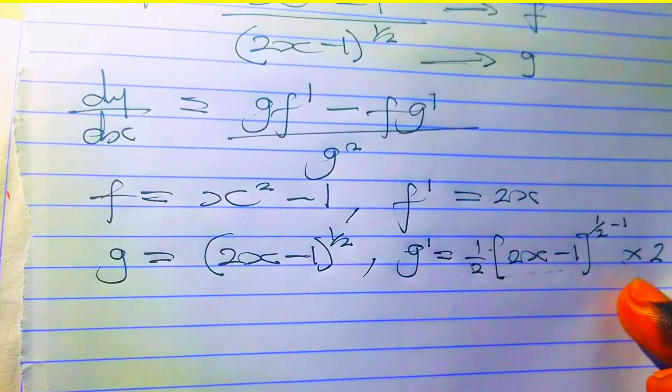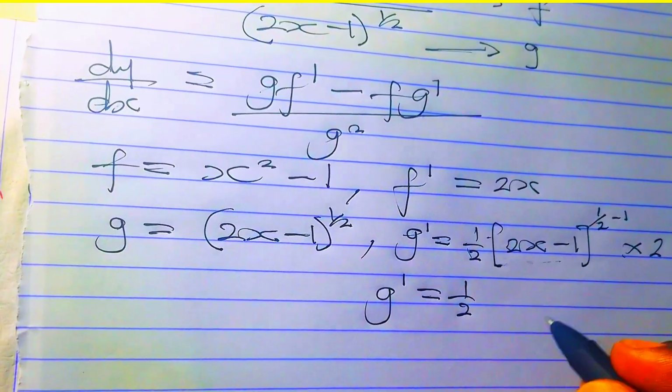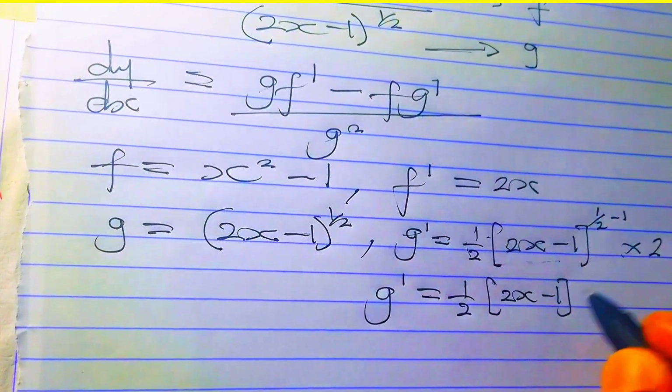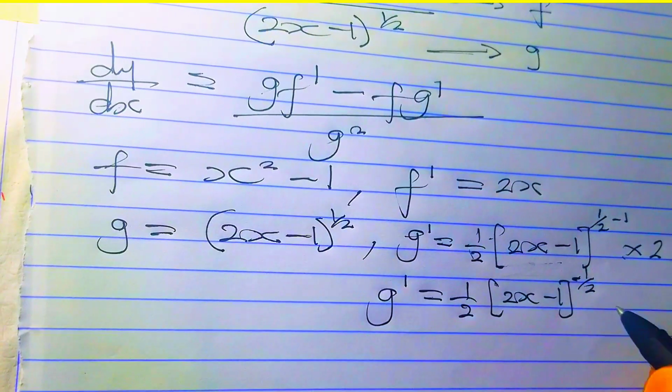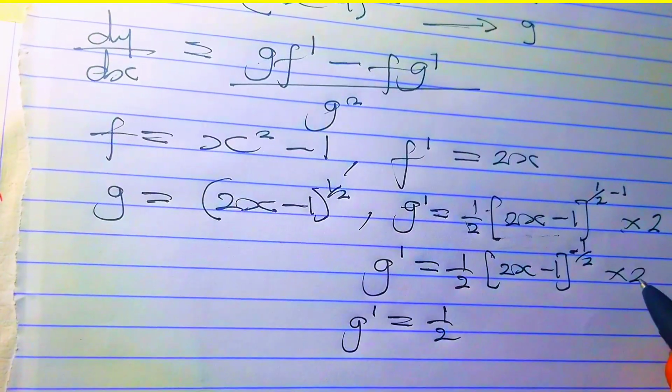So what I'm doing here is actually the chain rule. So we can take this one further. That means g prime can be 1 over 2 in the bracket 2x minus 1 raised to the power of 1 over 2 minus 1, which will give us minus 1 over 2, times 2. And in this case, we can have g prime to be 1 over 2 times these two.